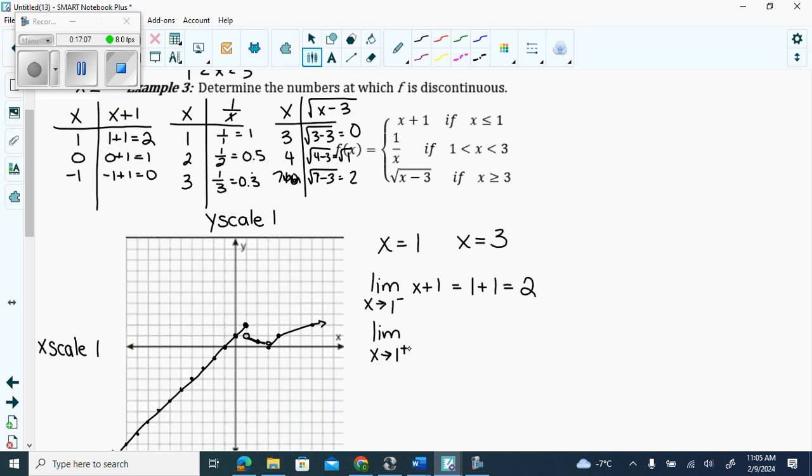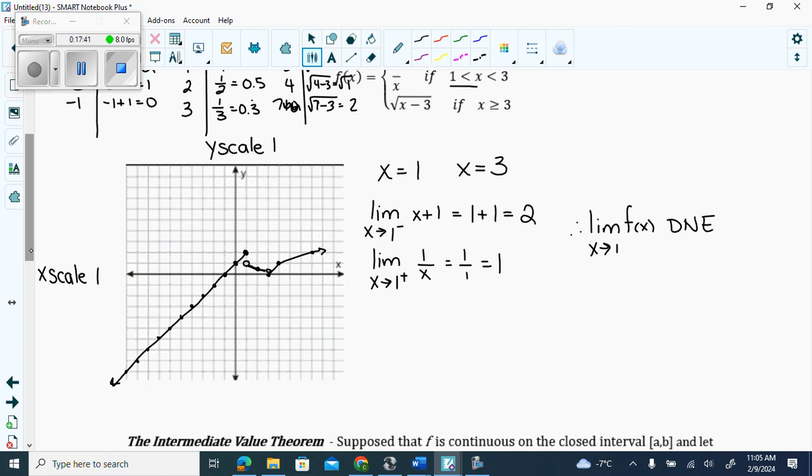Which equation am I going to use? Top, middle, or bottom? Middle, because I need greater than 1. So it's going to be 1 over x. So I write that one beside, and then I do 1 over 1, which is 1. And then, therefore, the limit as x approaches 1 of f of x does not exist. And the moment that it doesn't exist, we're done. Can't be continuous, right? Left and right are approaching different values.